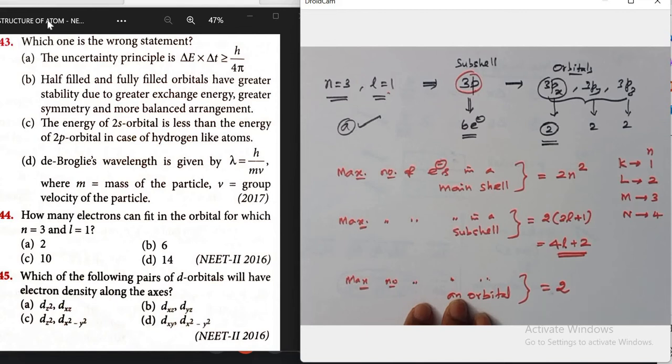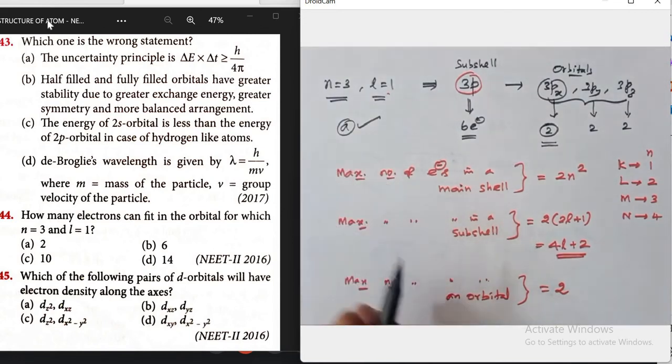For question number 44, what is the correct answer? Correct answer is option A, right? Now let me go to question number 45. Which of the following pairs of d orbitals will have electron density along the axis? I have told you about this already. Which orbitals have lobes along the axis? You tell me.